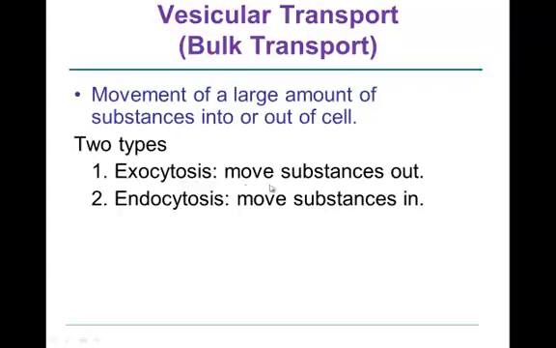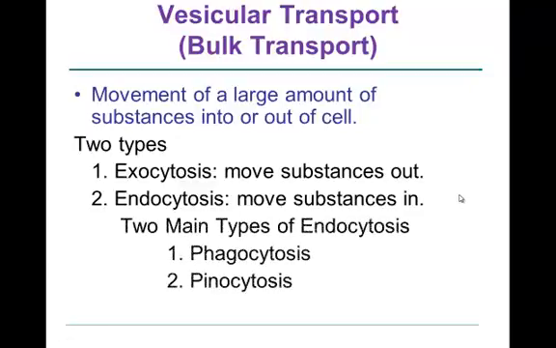Exocytosis, you're moving substances out. The etymology of the word: exo means out, cyto means cell, endo means in, cyto still means cell. So endocytosis is moving substances into the cell, and exocytosis is moving substances out of the cell. Turns out that there are two types of endocytosis, two ways that we classify moving things in: phagocytosis and pinocytosis, and we'll talk about each of those in turn.